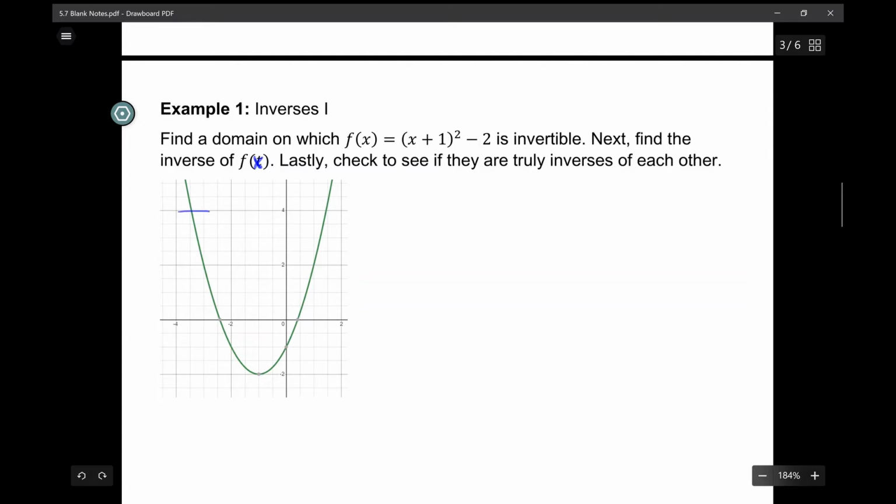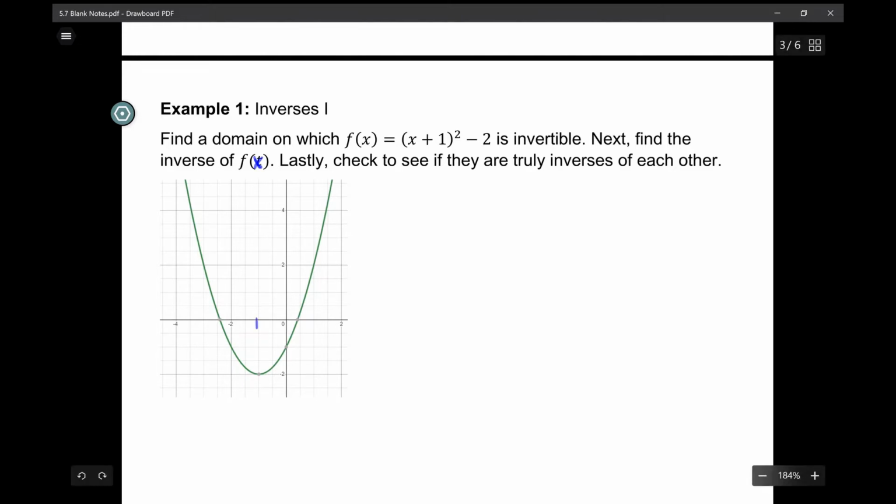If we draw a horizontal line, it's going to hit here and here. And so it's not one-to-one. It's not passing the horizontal line test. So we need to think about restricting the values, chopping off half the function so that it does pass the horizontal line test. And usually with quadratic functions, we just start at the vertex and go over.